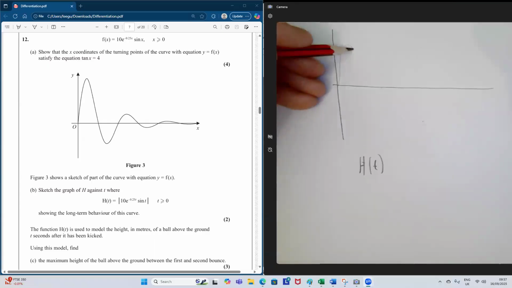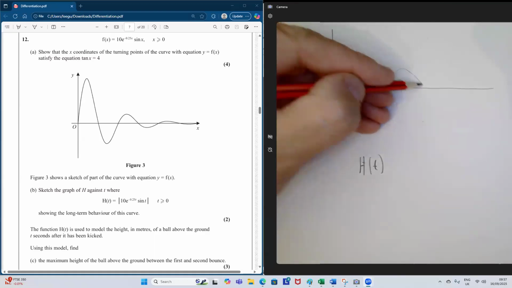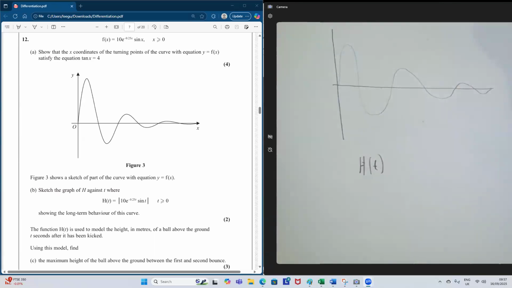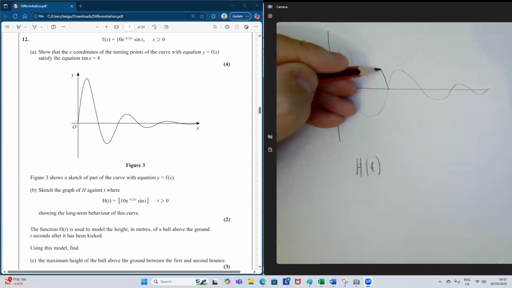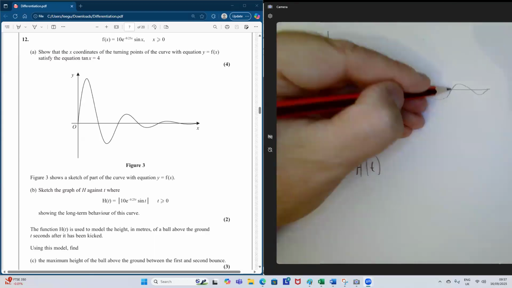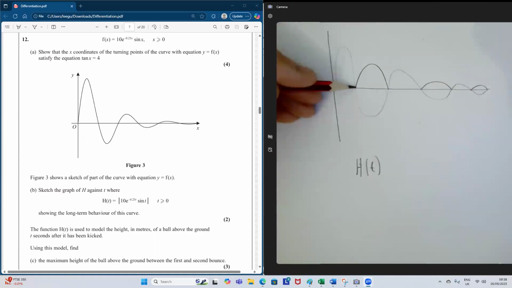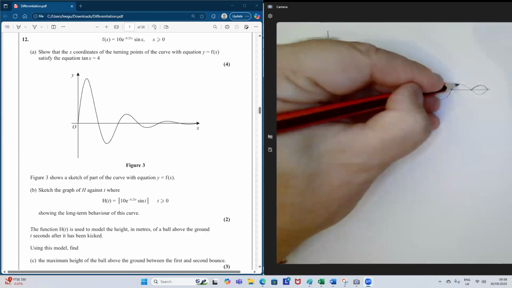So here is our f of x, going like this. And if we want the modulus of that, what's going to happen is all of these negative bits are going to be made to go positive. So we're going to end up with some kind of Loch Ness monster looking thing like this. So this is our graph of h of t.